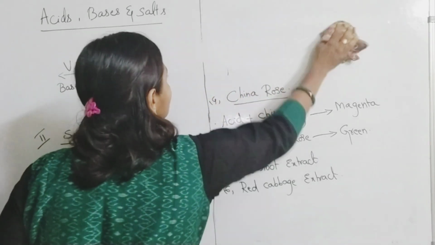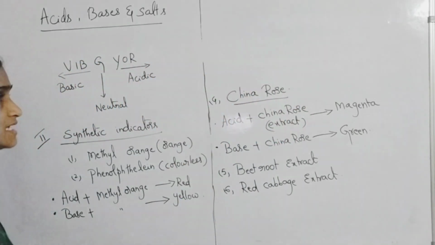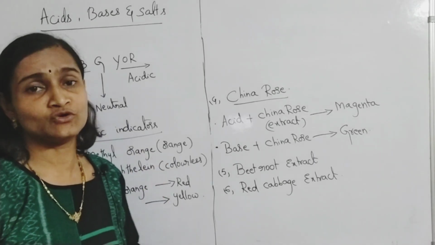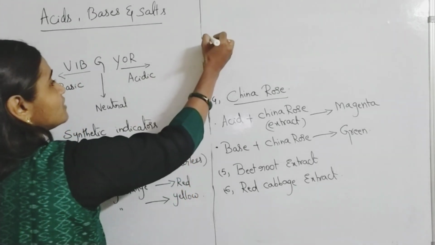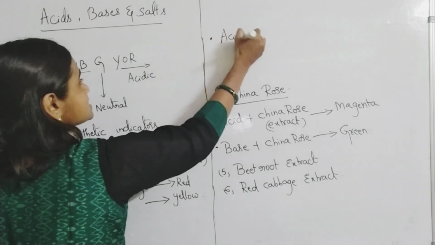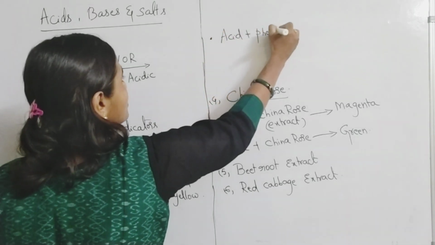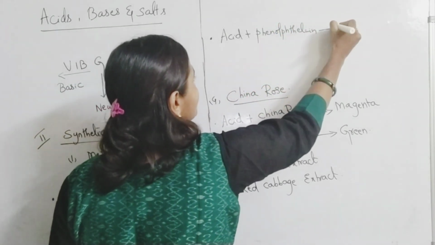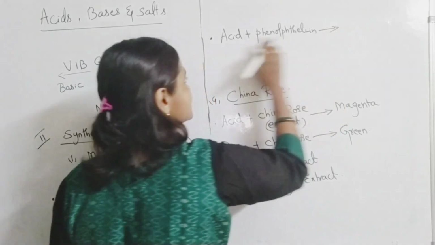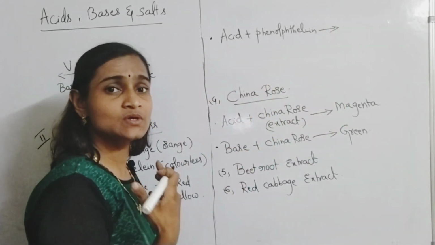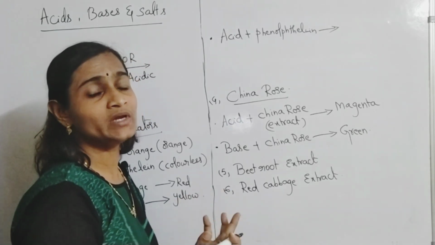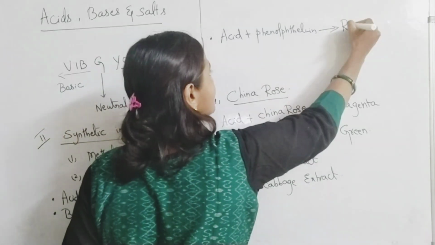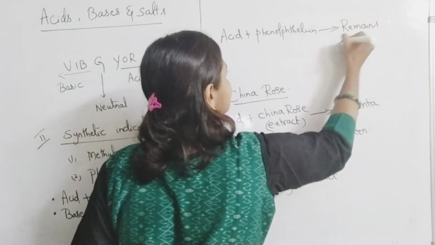Same like that with phenolphthalein. Acid is colorless, phenolphthalein is colorless, and it remains colorless if you add both of them. Now acid plus phenolphthalein remains colorless. Acid is colorless, phenolphthalein is also colorless, so if you add both of them, you will not observe any change in color. That means it remains colorless.